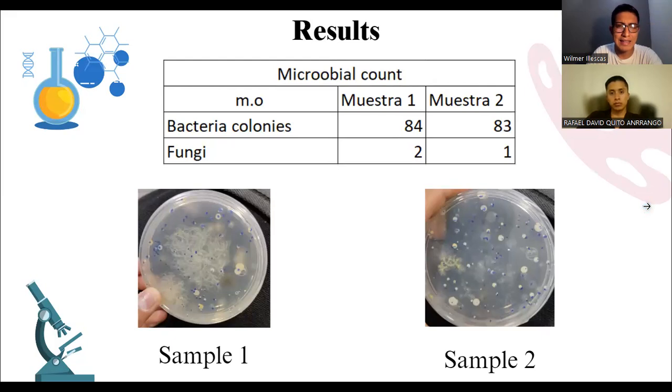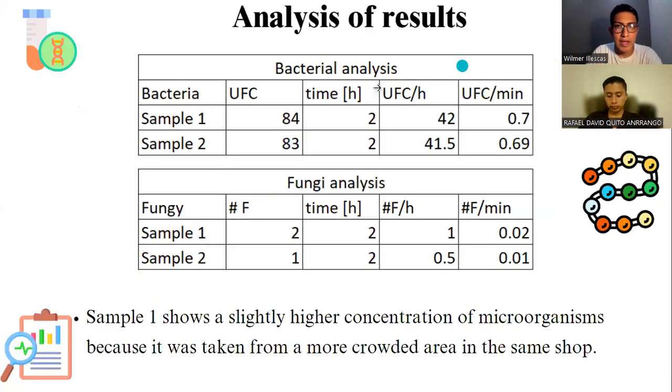Why did this happen? Why did we have more colonies of bacteria in sample 1 rather than in sample 2, and the same with fungi? So let's analyze that. Here we have the analysis of the results.